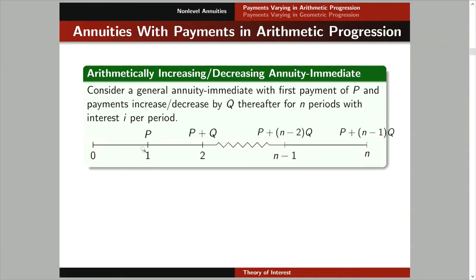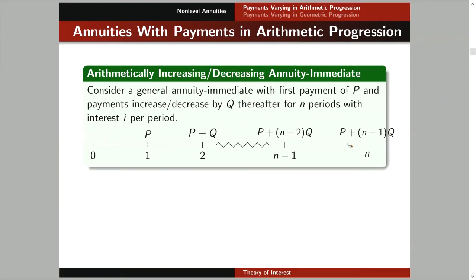Clearly, this is an annuity immediate. Payments are made at the end of each period for n periods. The first payment is P, the second payment is P plus Q, the third payment is P plus 2Q, and so on. I hope you recognize the pattern.